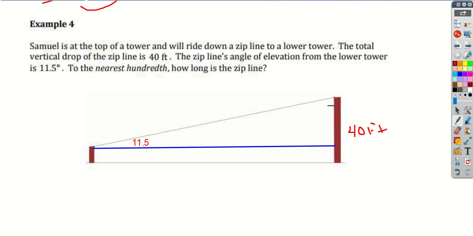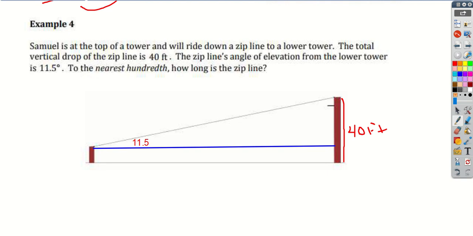So two things we're going to do. We have to figure out how far the zip line is running from here to here, okay? And then once we know that, we can figure out the length here. So we have the information to figure out that. What we're looking for essentially right now is if we treat this as 40 feet, that's the vertical drop, that's all the way down to the ground. So we have a tough time with the 11.5 degrees from the lower tower. So what's going on there?